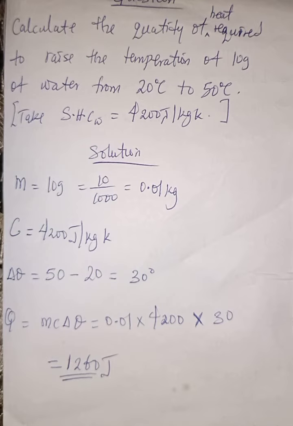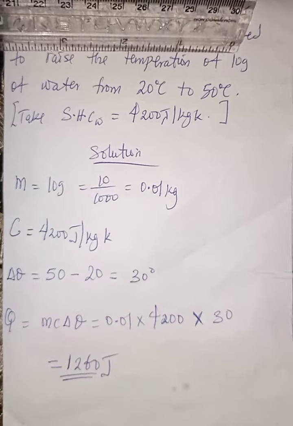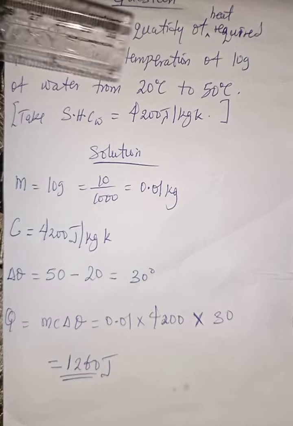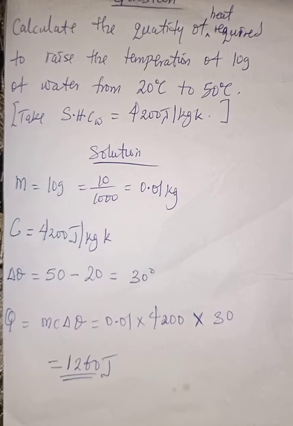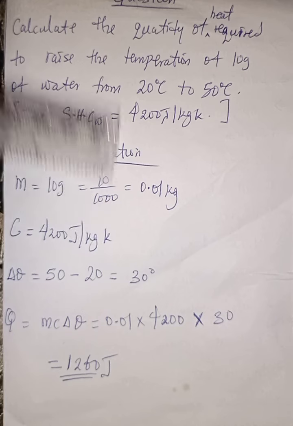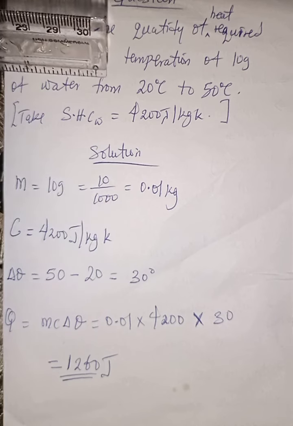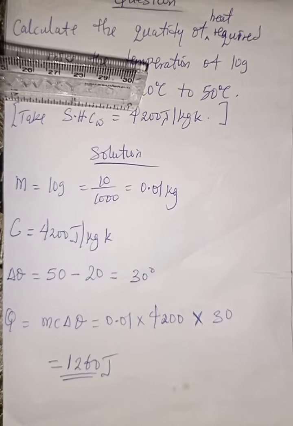Now, let's look at this question. It says: calculate the quantity of heat required to raise the temperature of 10 grams of water from 20 degrees Celsius to 50 degrees Celsius. The mass of water is 10 grams, and the specific heat capacity of water is approximately 4,200 joules per kilogram per Kelvin. It's a constant value. The specific heat capacity for water is approximately equal to this.